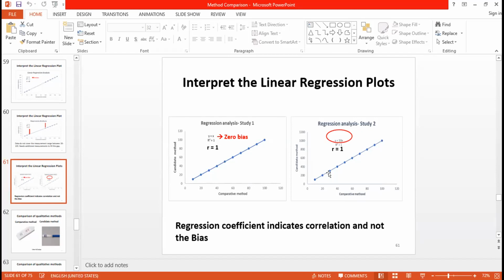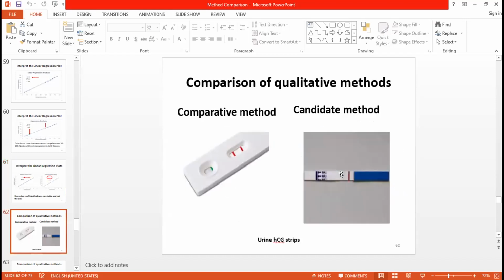Now look at the right-hand one. Again, your data points are sitting nicely on the line. Look at the R, excellent. But if you look at the regression equation, your y equals 10 times the x, which means your candidate method value is 10 times higher than the comparative method. But the two plots look very much alike. So now you understand how misleading a linear regression can be.